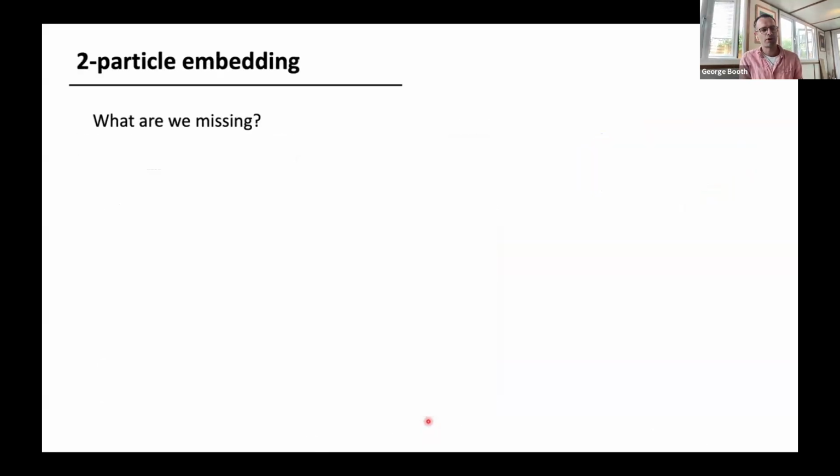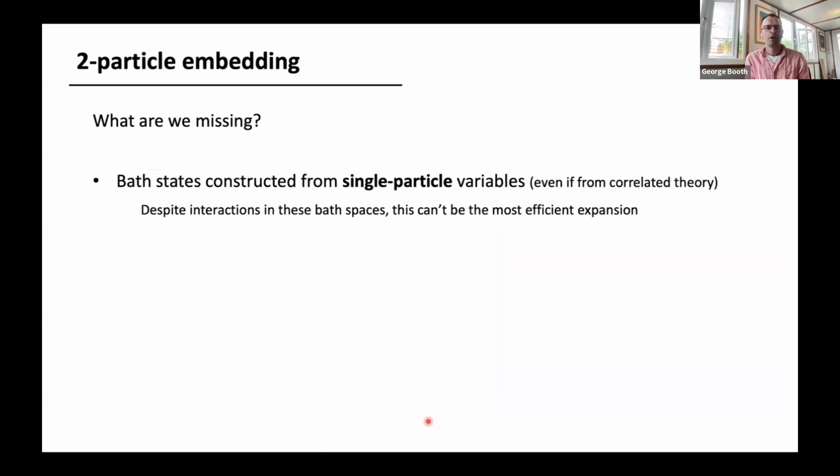But I want to talk about the methodology really today and ask, what are we missing in this embedding approach? We have to go to really quite large interacting bath sizes in order to converge to the correct physics. And is this really the most efficient expansion? Is there something we can do to improve it?